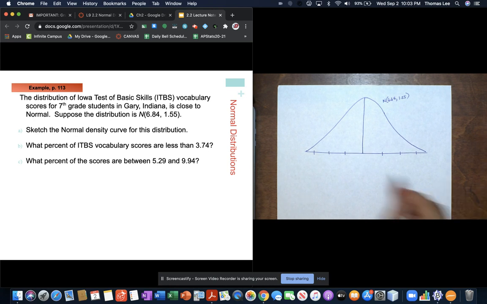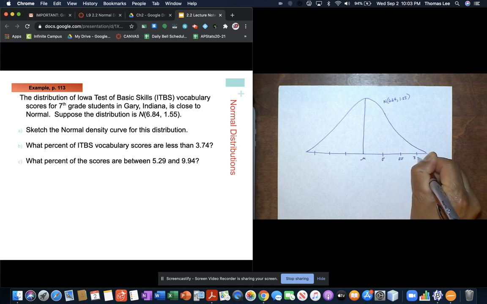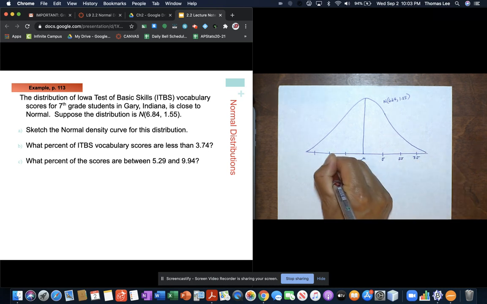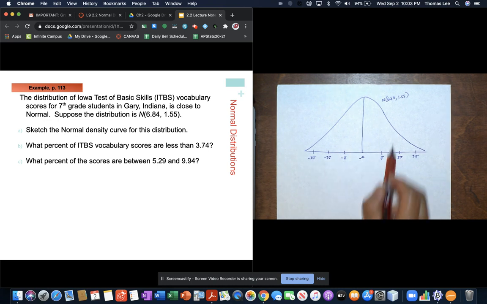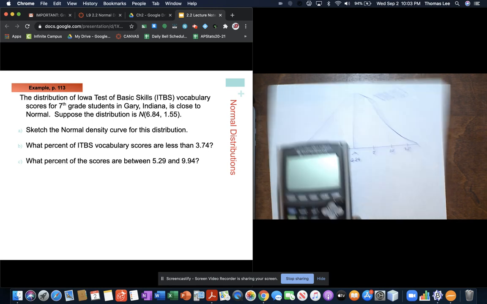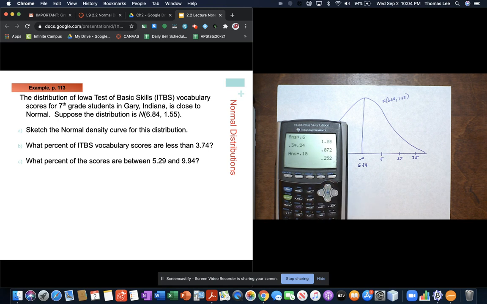Now this is my mean, my mu, that's sigma, 2 sigma, 3 sigma, that's negative sigma, -2 sigma, -3 sigma. So that's in general what these intervals are. But now we can fill in specific values because we know what mu and sigma are. So mu is 6.84, and we don't know what the units are. Points, I guess. It's a test score, so points. Then I'll go out to the right, then out to the left.